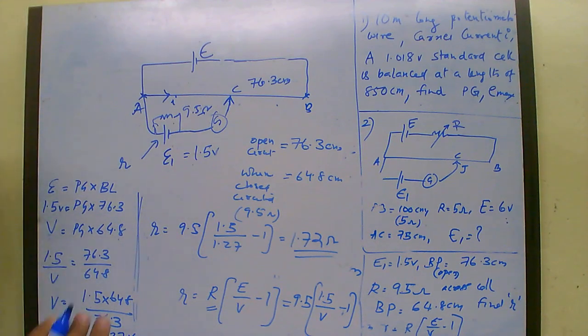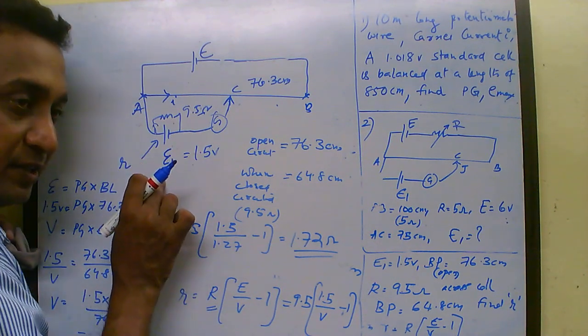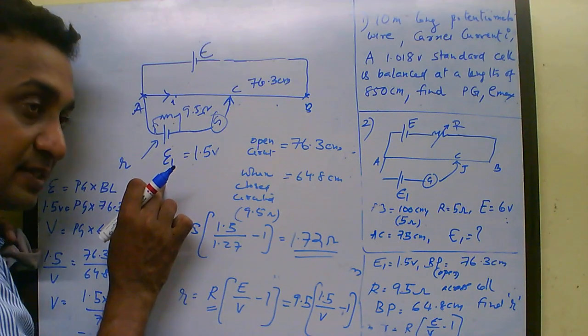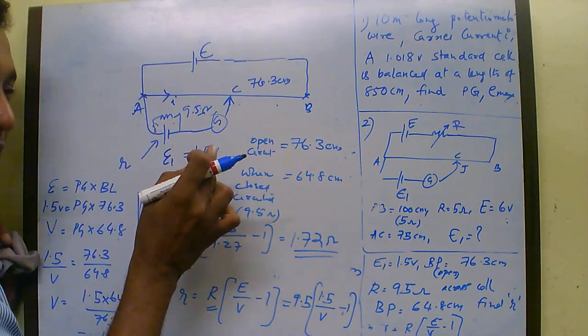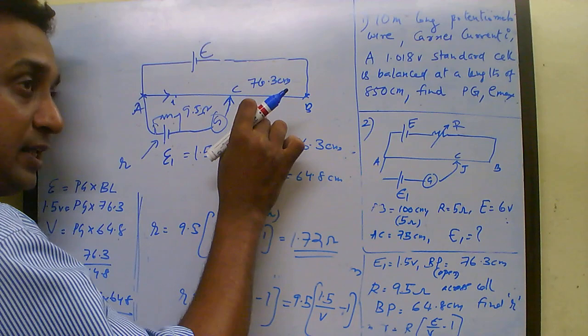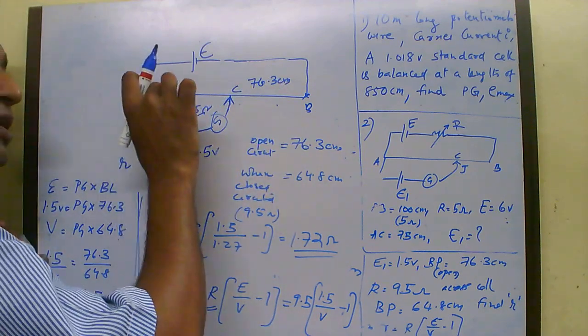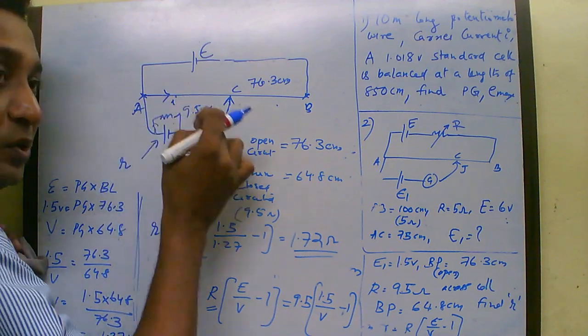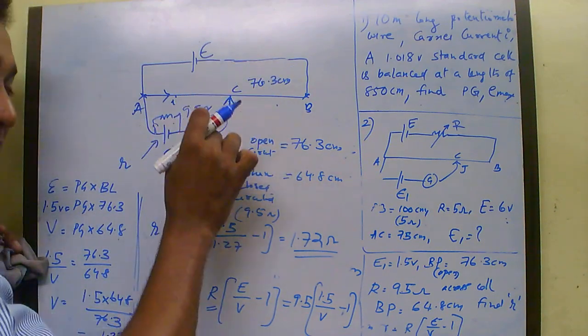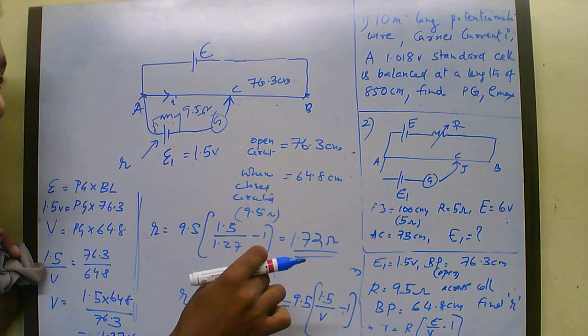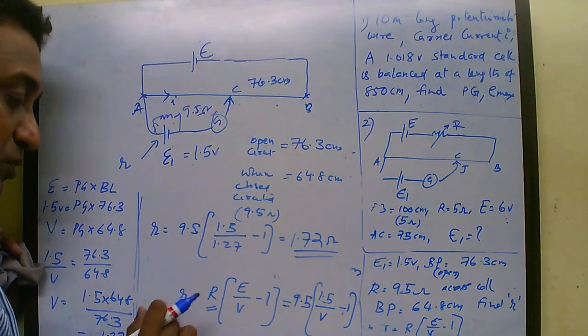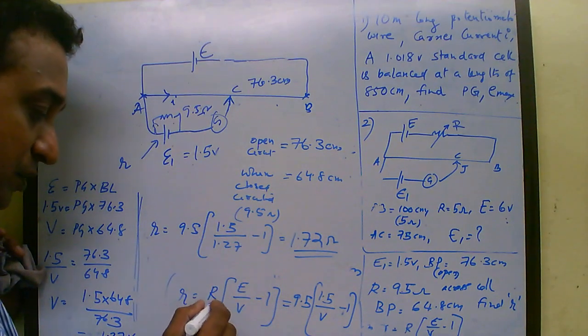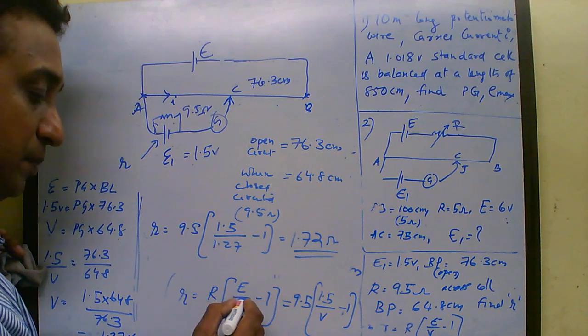So the question is something like this. They have directly given the EMF of the cell, and they are saying when it is in open circuit, it balances at a particular length. When you connect a resistance across it and convert it into a closed circuit, then the balancing length differs, falls to 64.8. Find the unknown resistance. So you have to remember this formula: r equals R (E by V minus 1).